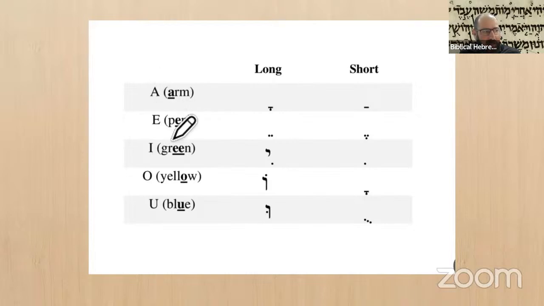Again, A, E, O, U. It's very easy, but you have to remember the pronunciation in general. Let me repeat it because it's very important when you come to read the Torah, because one vowel will change the meaning of a word. A, E, O, U. And by the way, these are the same vowels as in Aramaic.